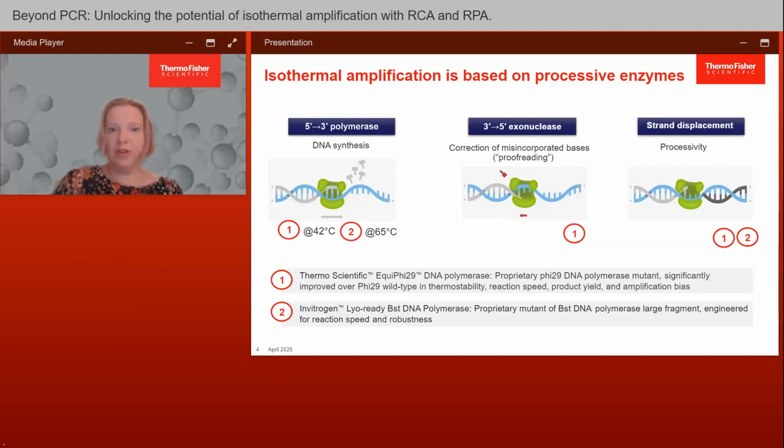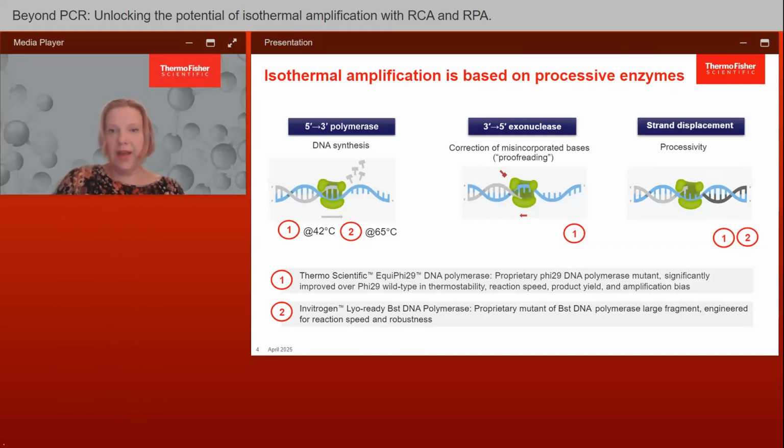And the second type of polymerases is BST DNA polymerase and other bacterial origin DNA polymerases. The Phi29 is more processive than bacterial polymerases. It can synthesize much longer fragments, and it has another important feature. It has 3' to 5' exonuclease activity.